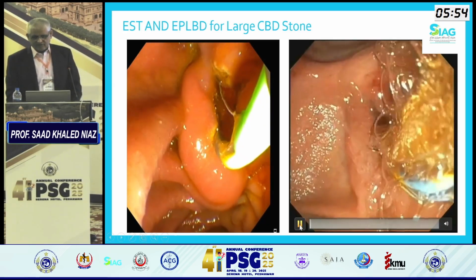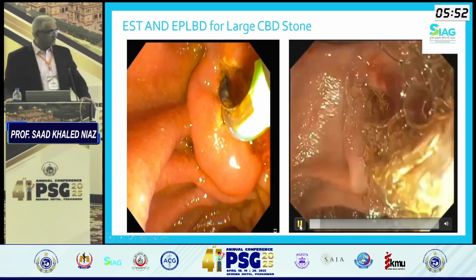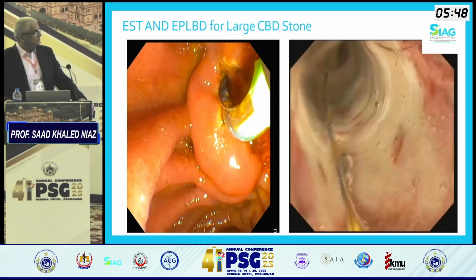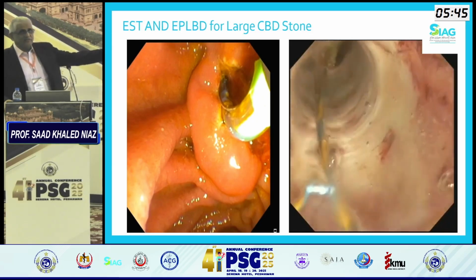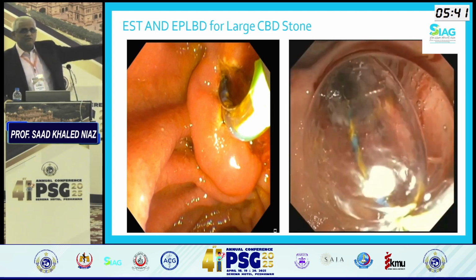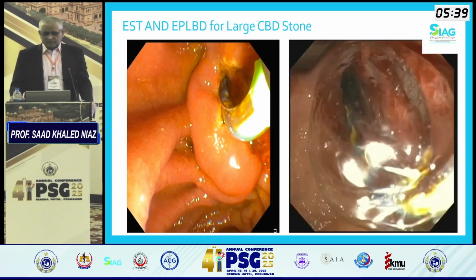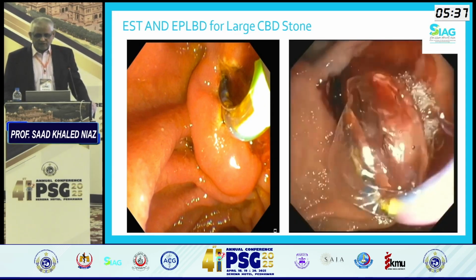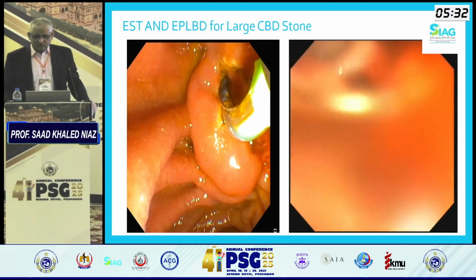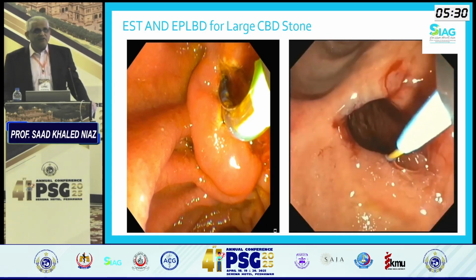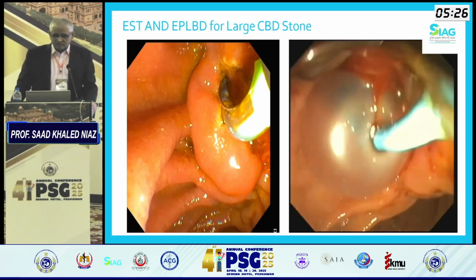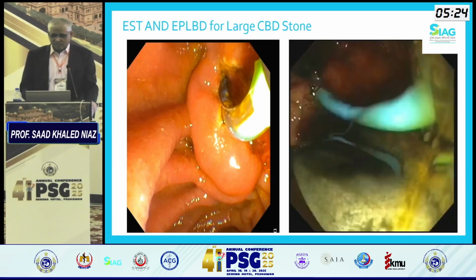And once you've done that, you insert the balloon and inflate it. You can actually visualize the duct through the balloon. Sometimes you can also see the stone. Once you've done that, you feel like going in with your scope into the duct. Don't try doing that with the side view, but you can use your small scopes, pediatric scopes. And once you've done that, you can remove very large stones.